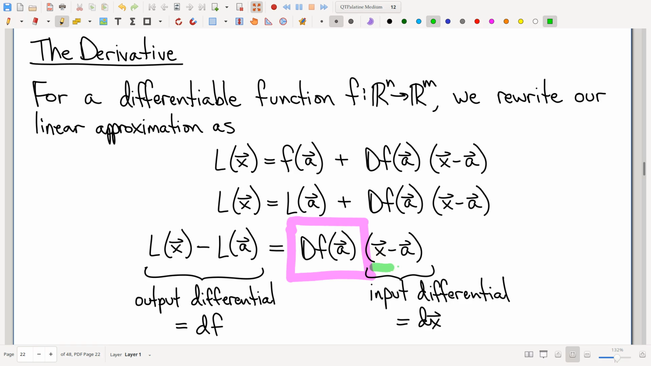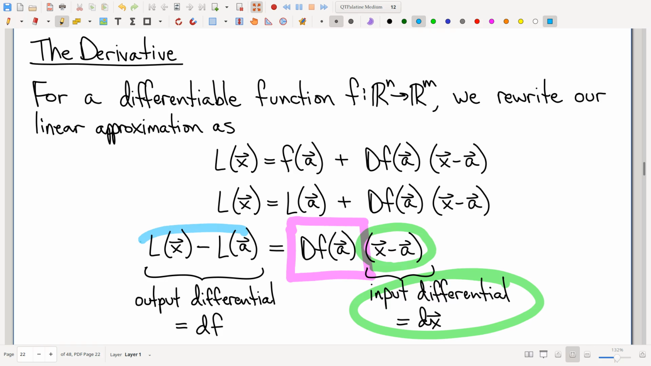Well, df acts on x minus a. That is, okay, how far we moved in the domain when we were doing the linear approximation. We start at the point A. We move to a nearby, hopefully nearby, point x. And x minus a is how much I've changed the input. That's what we call an input differential. So, by the way, this notation is very standard, dx vector, just saying how far the input position has changed. Okay, input differential.